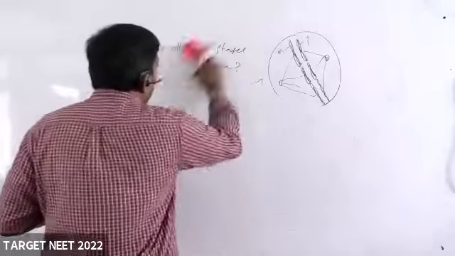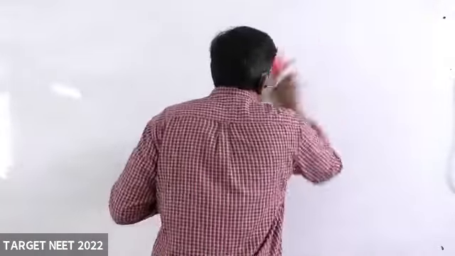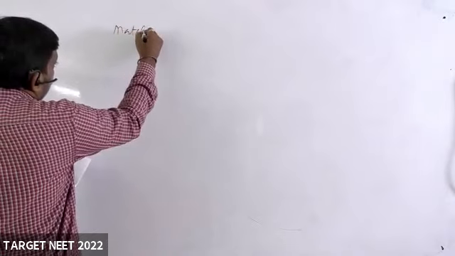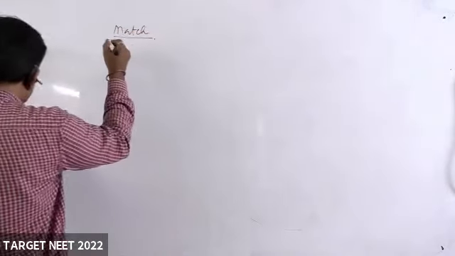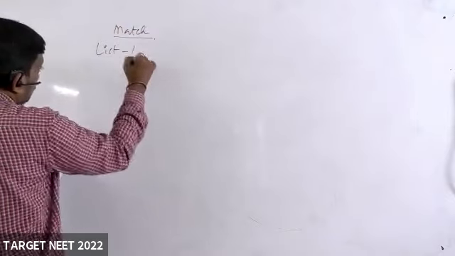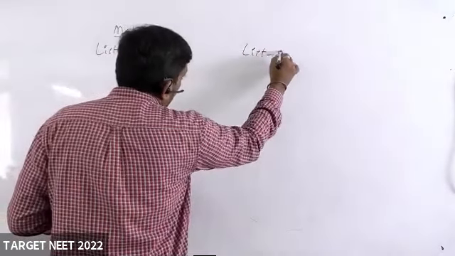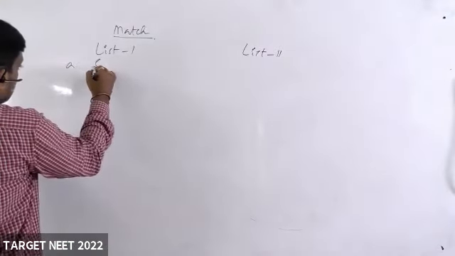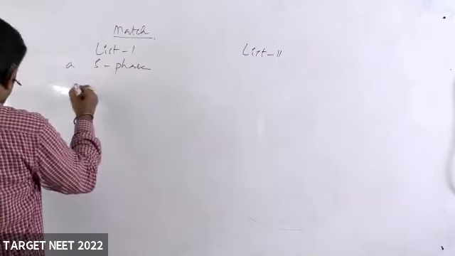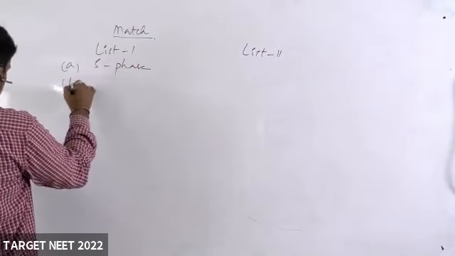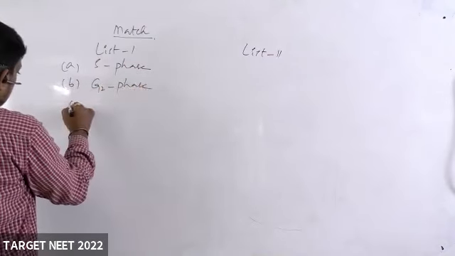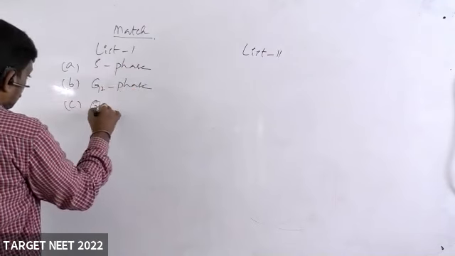Again, this is a match the following question. Here, match the following, List 1 and List 2. In List 1: A, S phase. Next, B, G2 phase. C, quiescent stage.